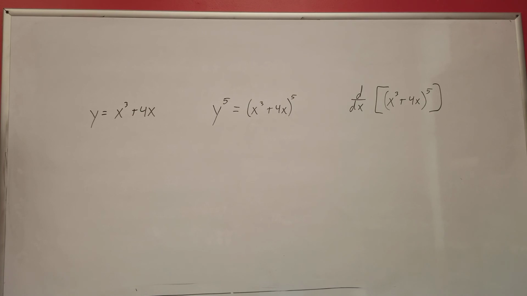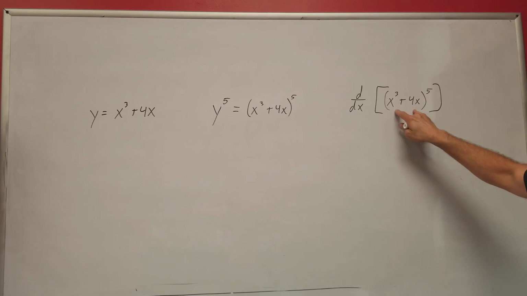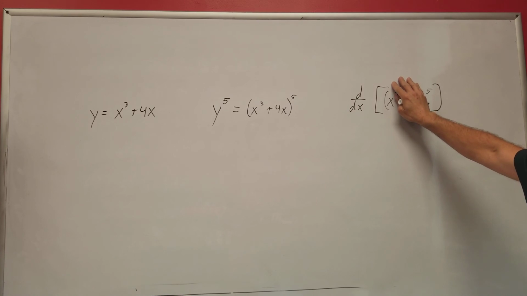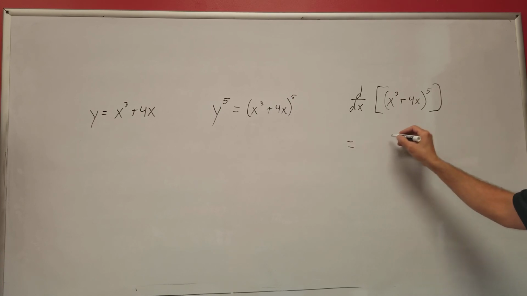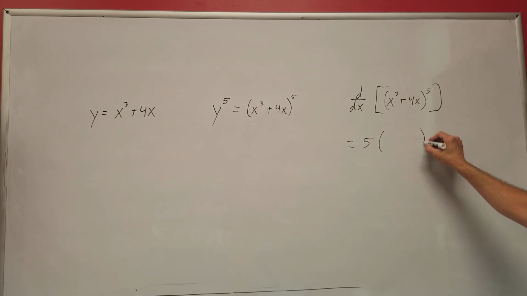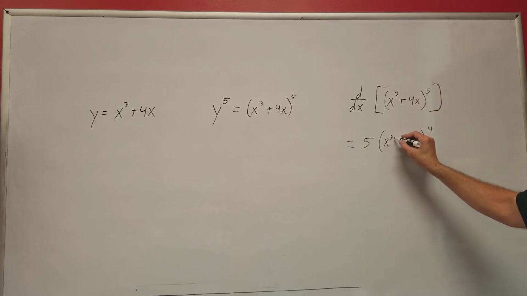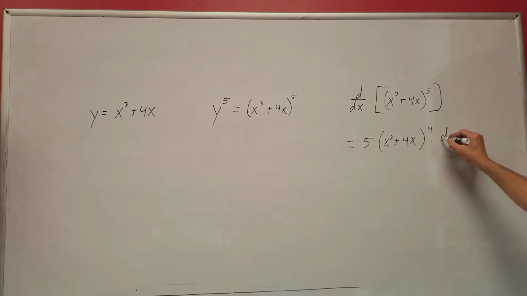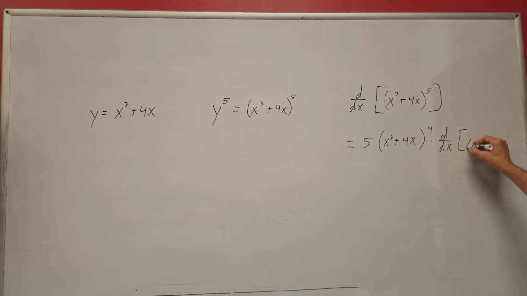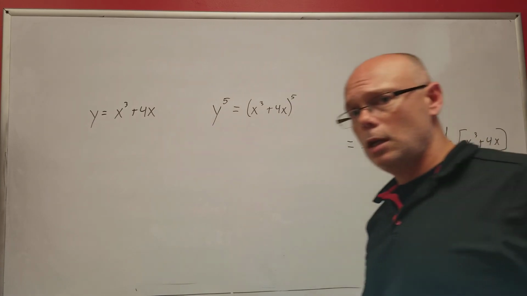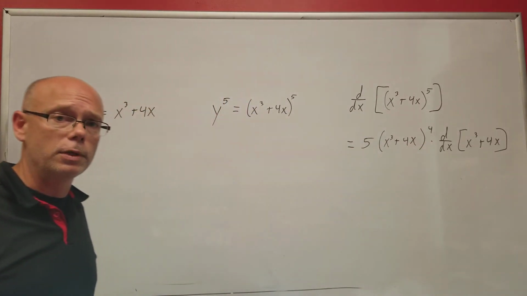So how do we do it? Well, in the last section we learned about the chain rule. We had an outside and an inside. Here we have an inside of x cubed plus 4x. My outside is something raised to the fifth. So the derivative is going to be the derivative of the outside, so 5 times this stuff to the fourth, times the derivative of the inside, x cubed plus 4x. And then we would go from there.